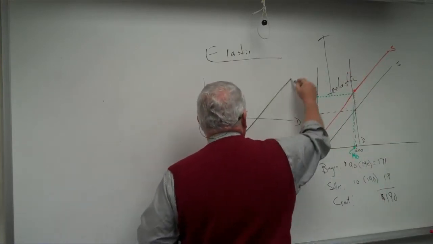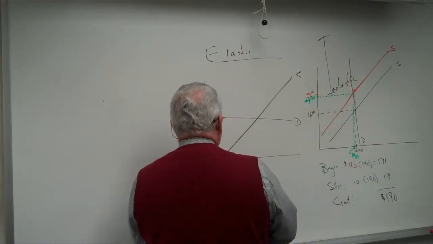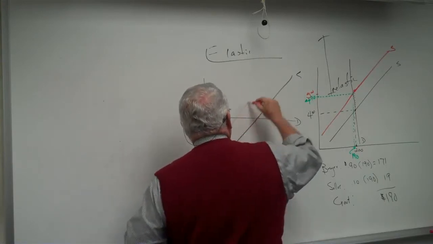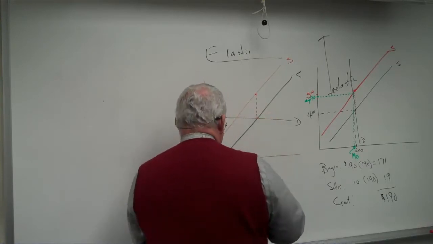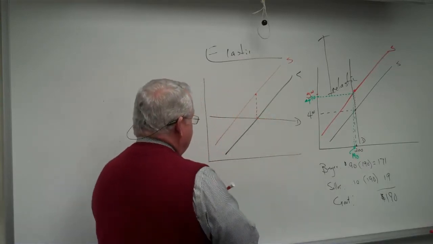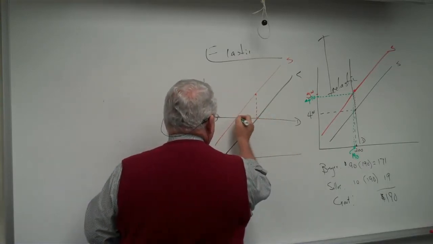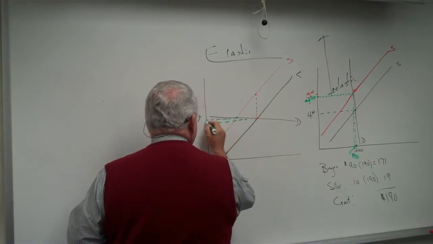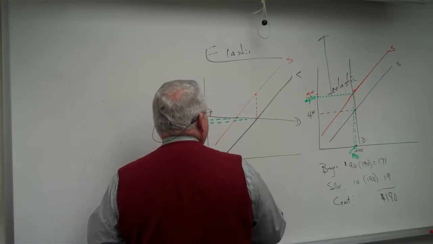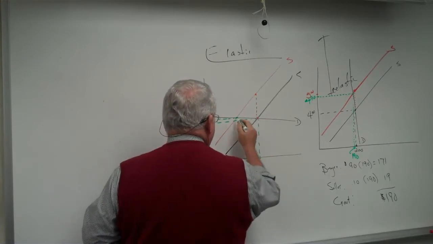So now, supply goes up. This is the tax. But what happened to the price? Price goes up. Price went from this much to this much. Little bitty price change. Huge drop in quantity.